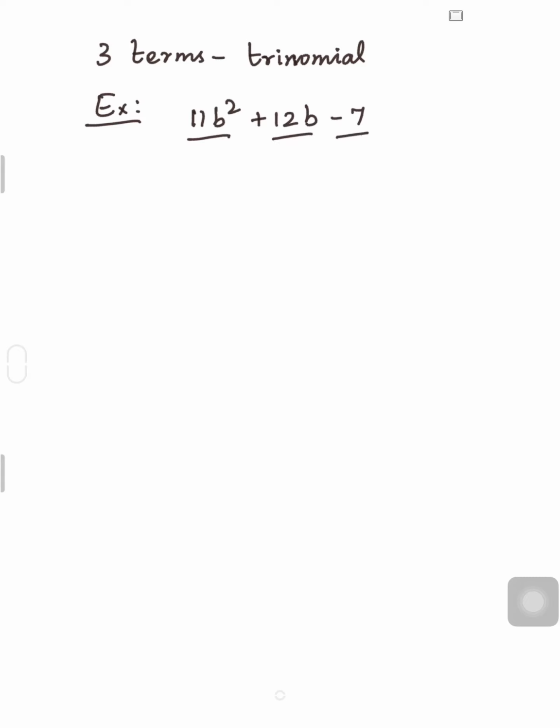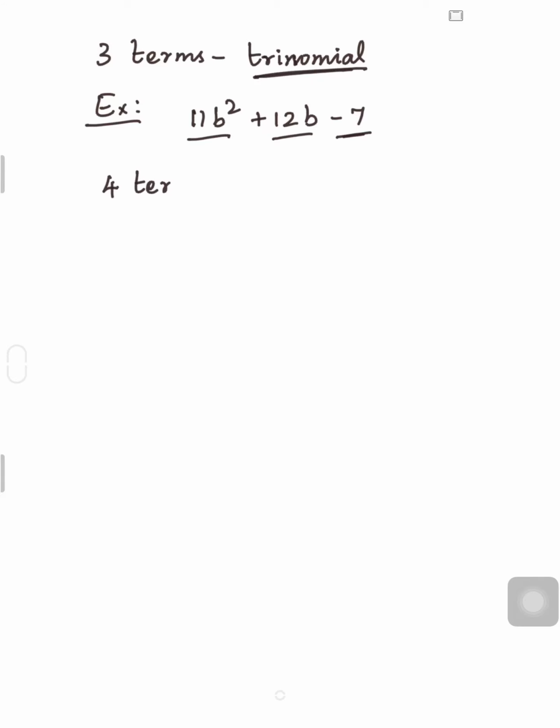When the algebraic expression has 3 terms, it is called a trinomial. Tri means 3, bi means 2. So let me give an example for a trinomial. It can be 11b squared plus 12b minus 7. So here 11b squared is one term, 12b is one term, minus 7 is another term. So there are 3 terms, so it is called a trinomial.